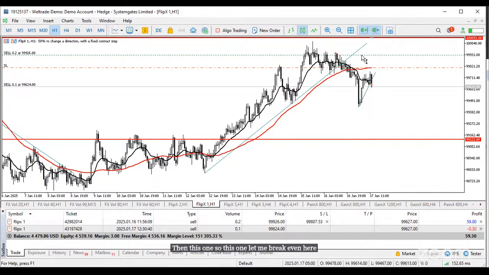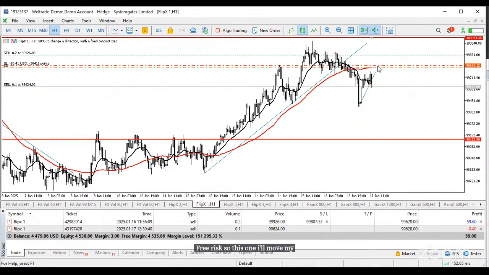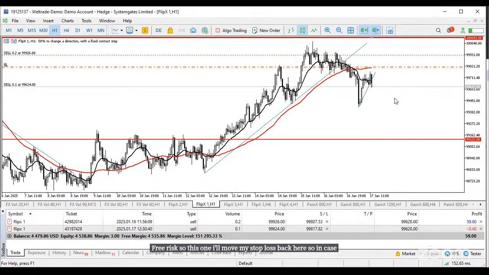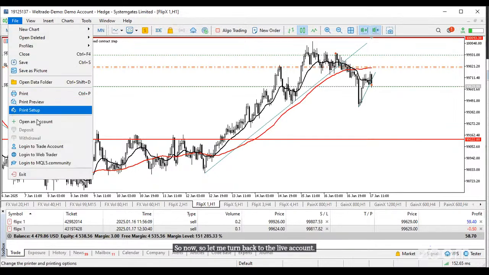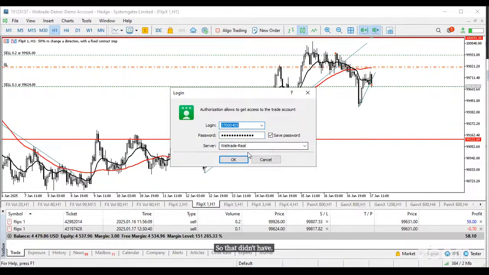So that again I have less risk, free risk. So this one, I'll move my stop loss back here, in case it's buying back, it just hits me and I go. So now let me turn back to the live account, because if I see a trade opportunity as I analyze, I will enter. So let me go back to the live. So you can see now, the live account.